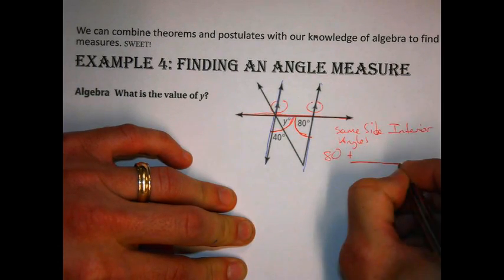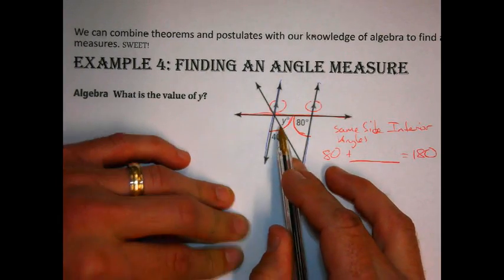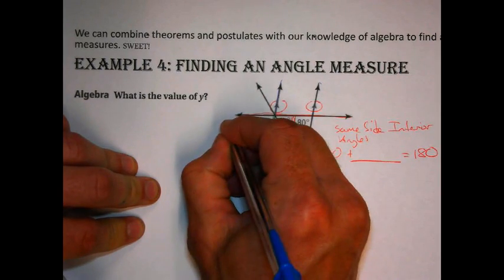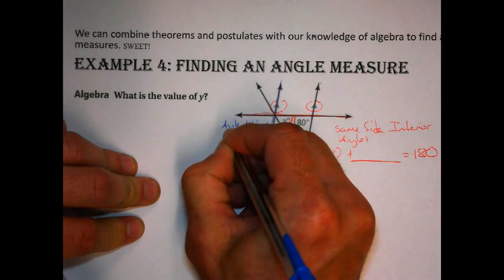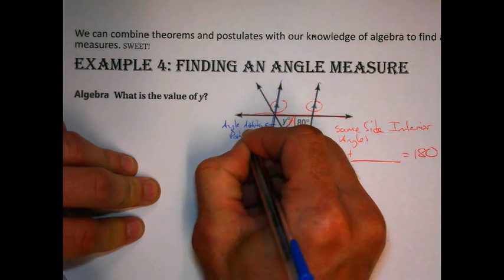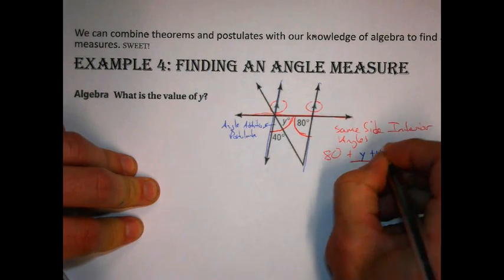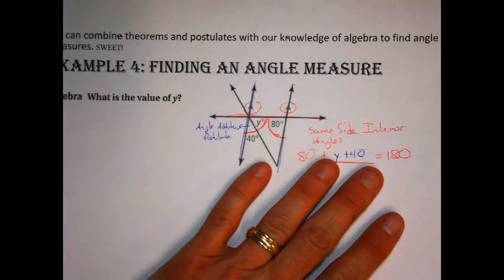But what is this angle? Now we have the old angle addition postulate. Remember that? That means if I add y plus 40, I get the other angle. So this is the hard step right here. I have to remember the angle addition postulate. It's y plus 40 here.